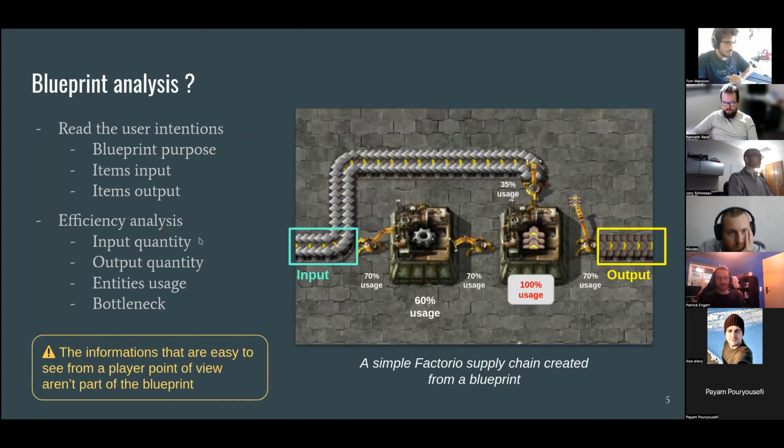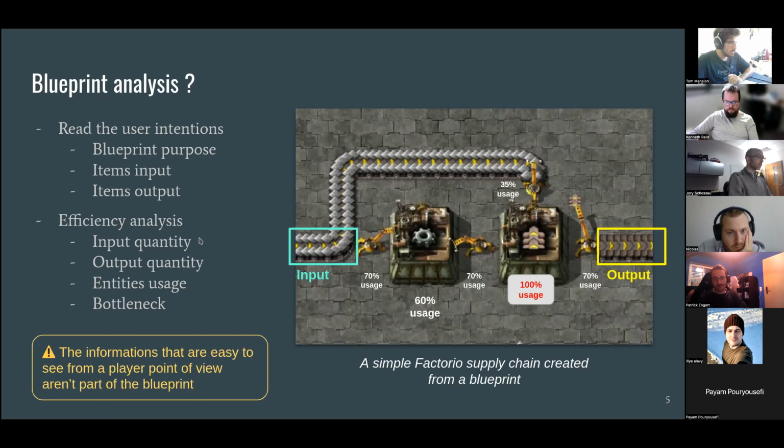What do we want to analyze on them? We want to find what the creator's intentions were, where the inputs and the outputs of the blueprint are, and first of all, if it's a usable blueprint with a supply chain, because what interests us the most is supply chains, even if we can make some logistic or train blueprints. So we want to avoid them. So we want to see where the inputs are and what items are supposed to be put on those inputs, and what items are supposed to be exiting the supply chain.